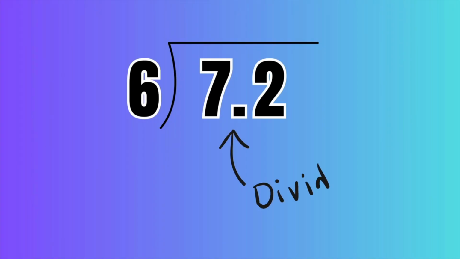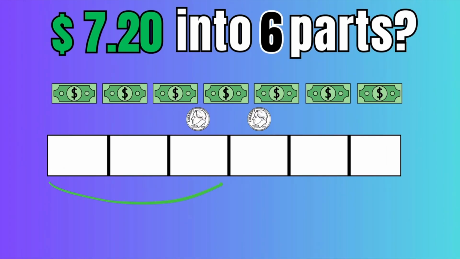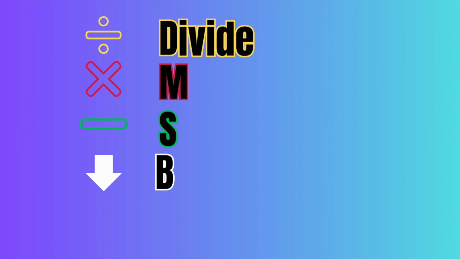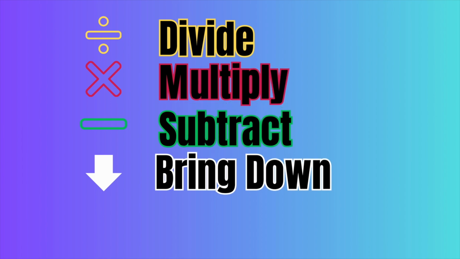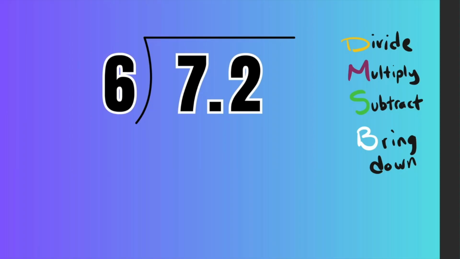You're going to write the dividend 7 2/10 inside the division bracket and the divisor 6 on the outside. Another way to think about this is, how would you break $7.20 up into 6 parts? It's going to be around $1 something. Now don't forget to write DMSB for divide, multiply, subtract, bring down. That's going to help us keep track of where we're at in the process in each part.